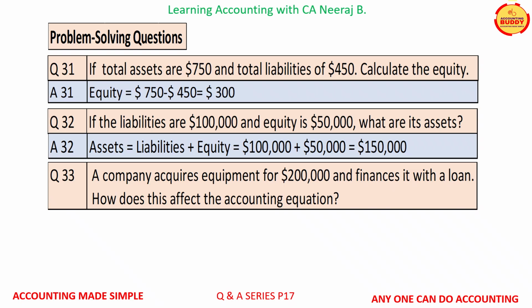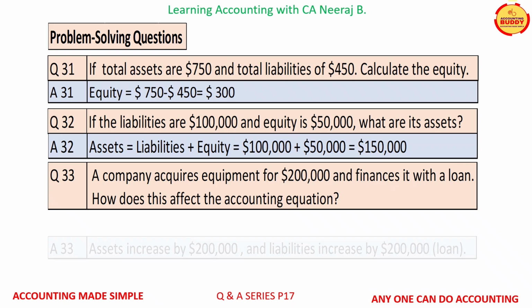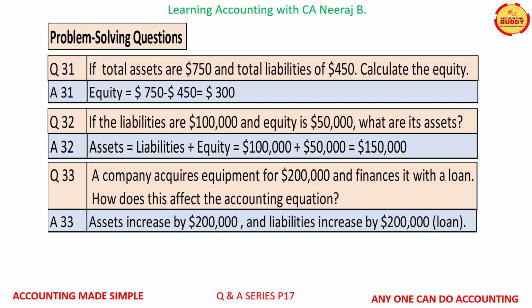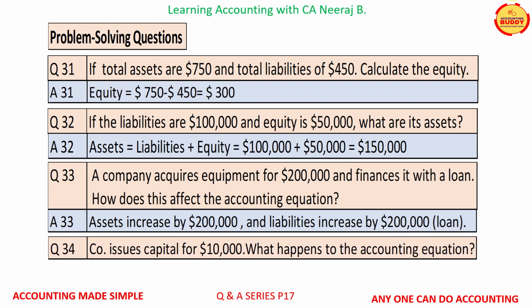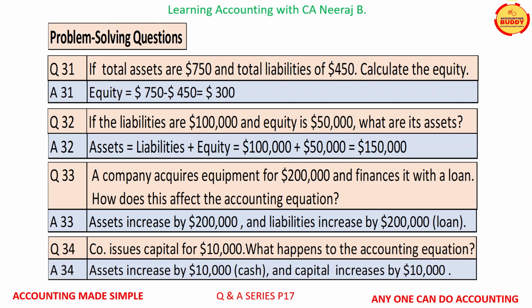Question number 33. A company acquires equipment for $200,000 and finances it with a loan. How does it affect the accounting equation? The answer is assets will increase by $200,000 and the liabilities will also increase by $200,000. Question number 34. Company issues a capital of $10,000. What will happen to the accounting equation? The answer is assets will increase by $10,000 and the capital will also increase by $10,000.